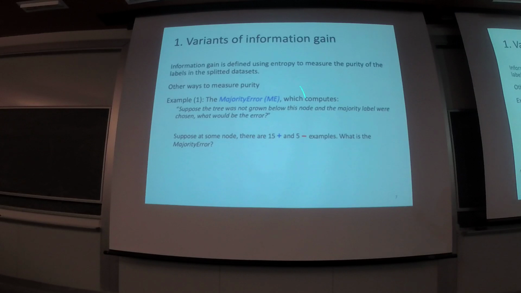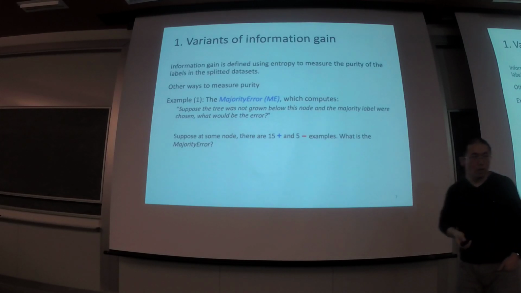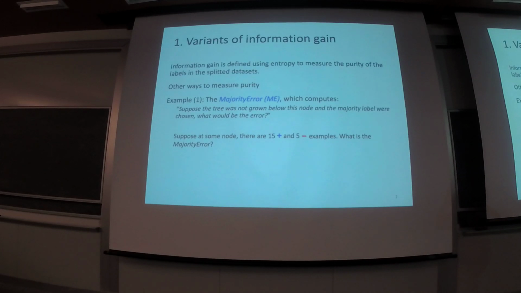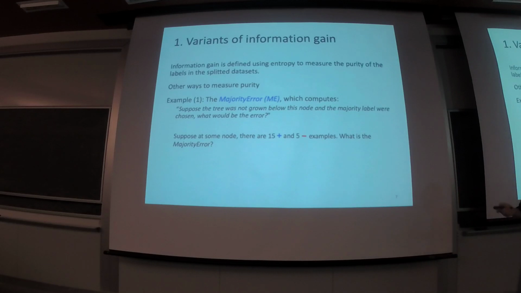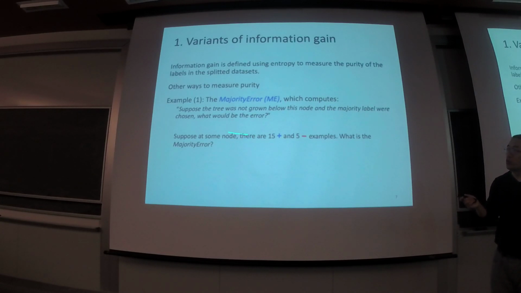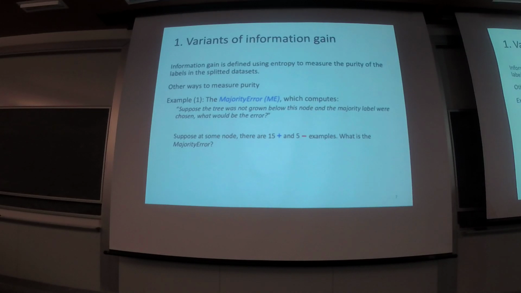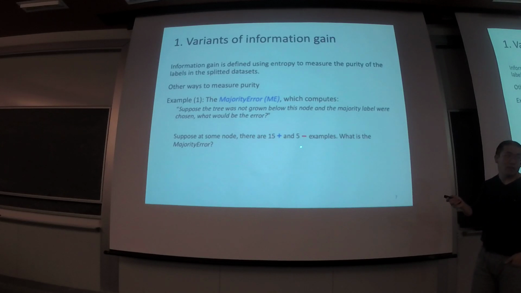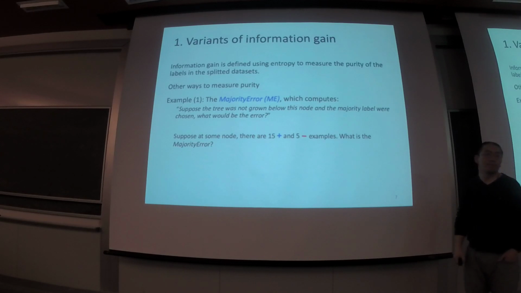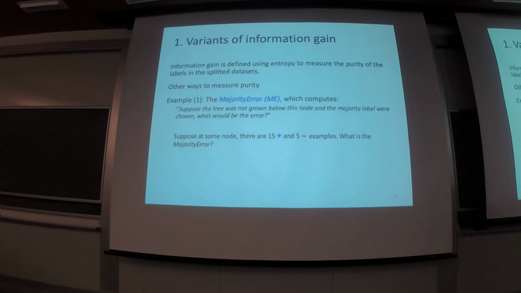The first example is called majority error. So majority error is defined as follows. Suppose the tree was not growing below some node, and the majority label in the current data set were chosen to predict every example. Then what would be the error? So let us look at a concrete example. Suppose at some node we have 20 examples in total, and 15 are positive and 5 are negative. Then what is the majority error?